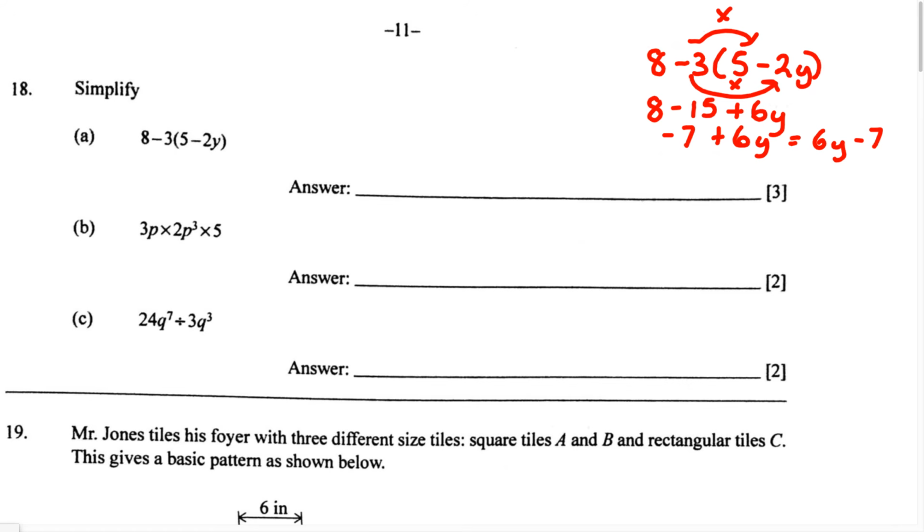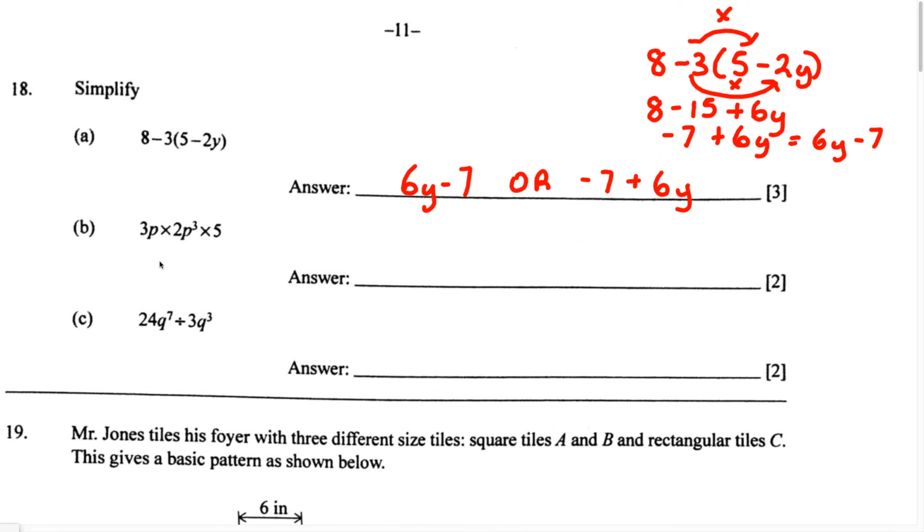We can say 6y minus 7, or you can write it as negative 7 plus 6y. They're both correct. For part B, we have 3p multiplied by 2p to the power of 3 multiplied by 5.